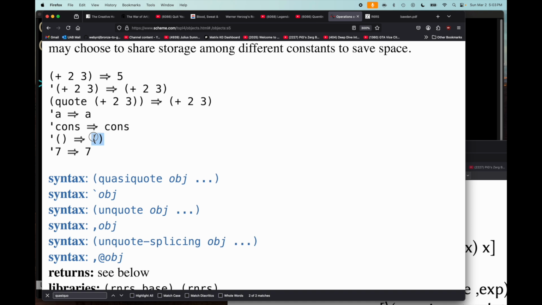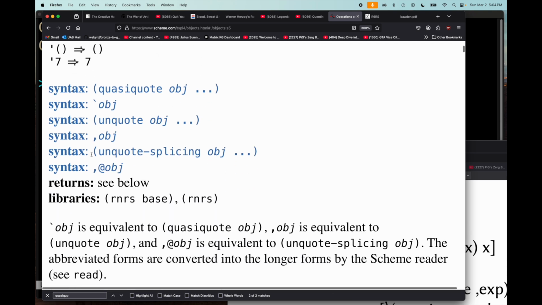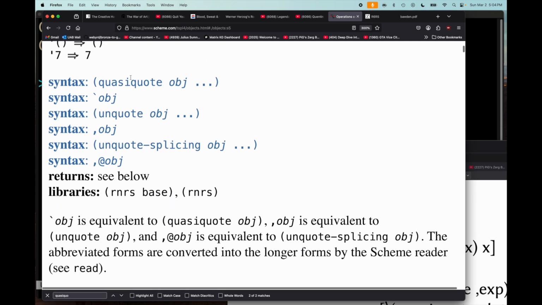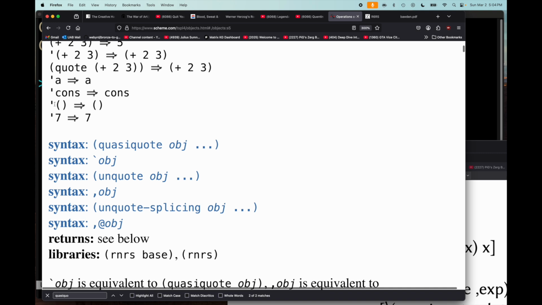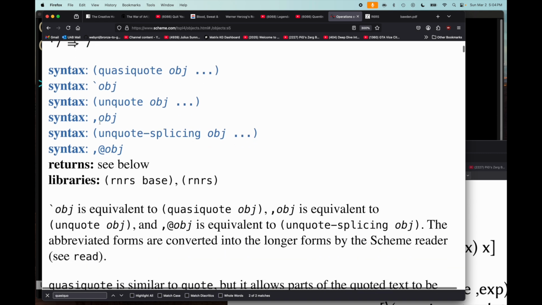Quote of left paren, right paren gives you the empty list. So the empty list is not self-quoting. You have to put a quote in front of it. Quote 7 evaluates to 7. 7 is self-evaluating, so this quote is not technically needed. Now, when I say you have to quote the empty parens, I don't know if you have to do that in Racket. You can test it and find out, but in R6RS Scheme, you have to quote it.